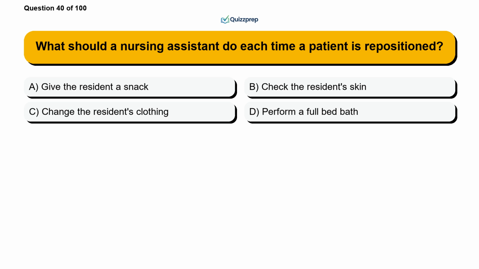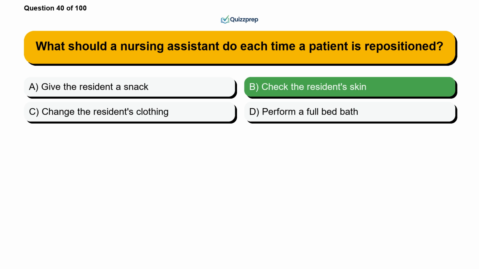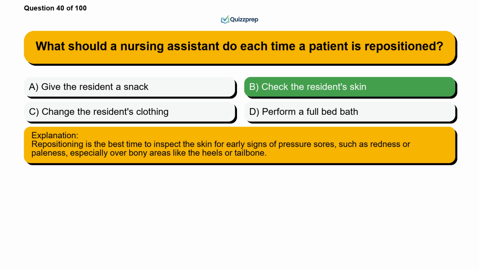Option B, check the resident's skin. Option C, change the resident's clothing. Option D, perform a full bed bath. The correct answer is option B, check the resident's skin. Repositioning is the best time to inspect the skin for early signs of pressure sores, such as redness or paleness, especially over bony areas like the heels or tailbone.